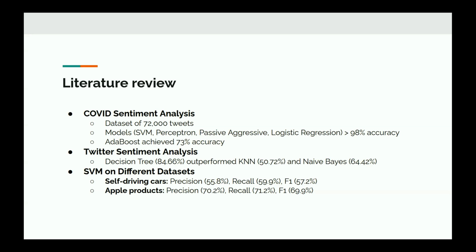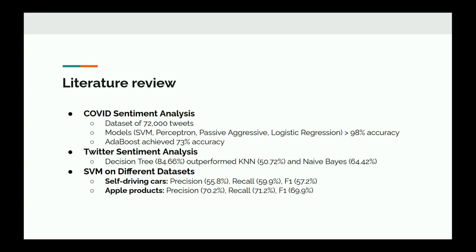The second paper was regarding a similar topic to what we had here. It is the Twitter sentiment analysis, where the decision tree outperformed KNN and naive Bayes. The decision tree had an overall accuracy of 84% and outperformed KNN and naive Bayes with 50 and 64%.